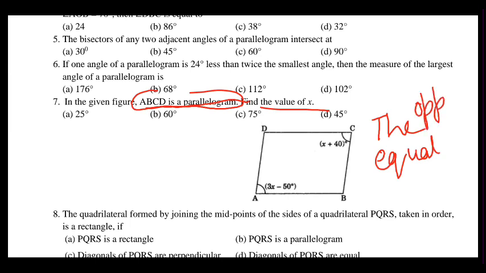So how will you infer this? Angle A is equal to angle C. So angle A is nothing but 3x minus 50 is equal to x plus 40. Now tell me what is the value for x soon. x is equal to how much? It's given here. What is x equal to, Vita?